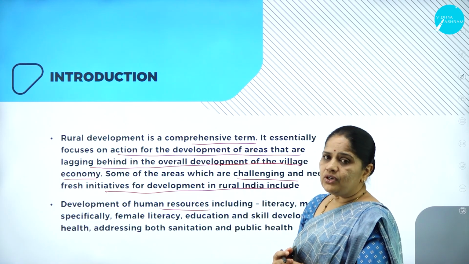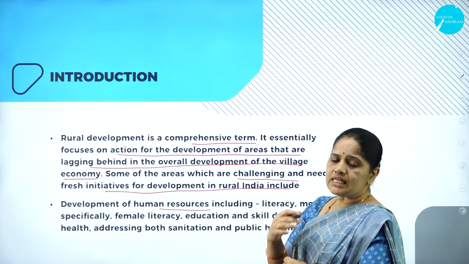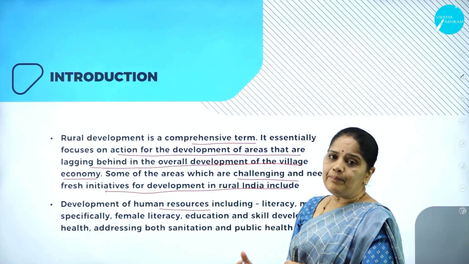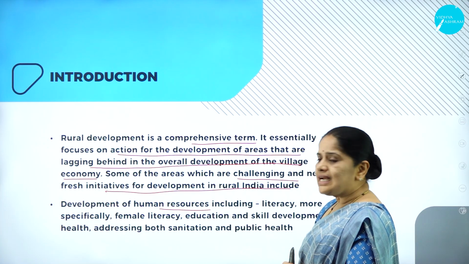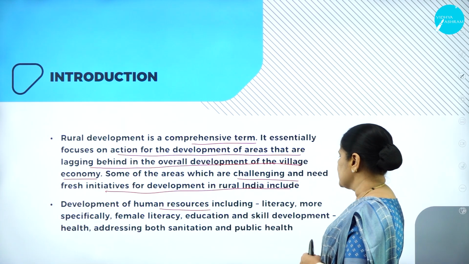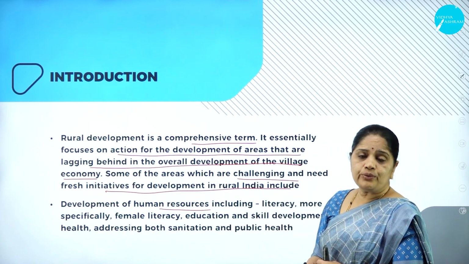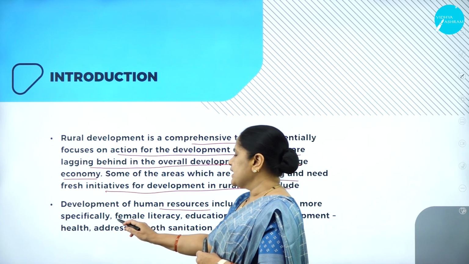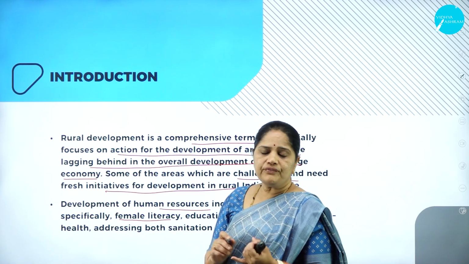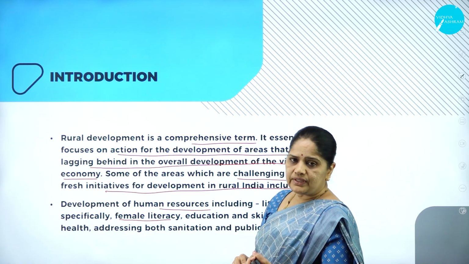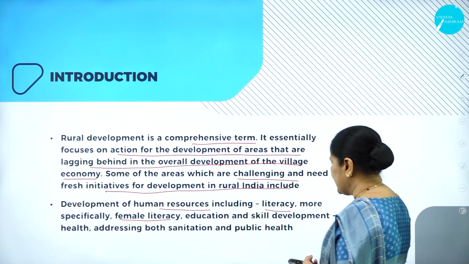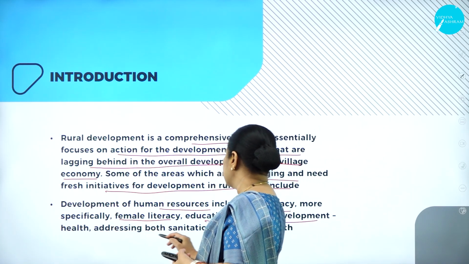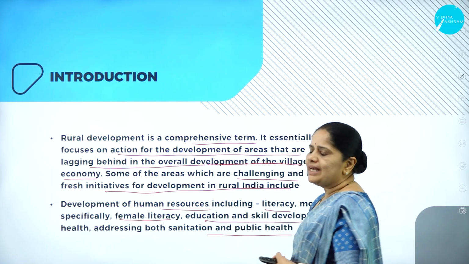Now, we have to concentrate. So, what are those areas where we have to concentrate in order to see that the village economy improves? So, in this, the first one is the development of the human resources. So, how do we develop the human resources? By literacy and more specifically female literacy. So, we have to improve the literacy level of the female in the rural areas, education and skill development, health, addressing both sanitation and public health.